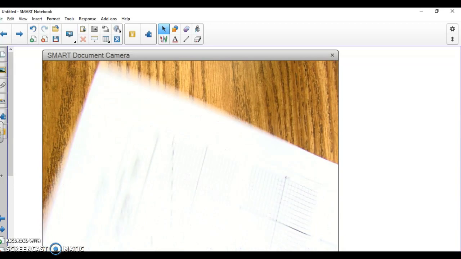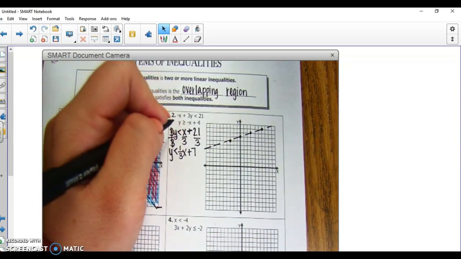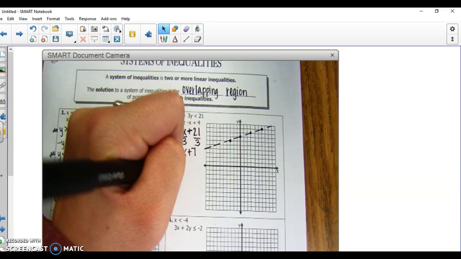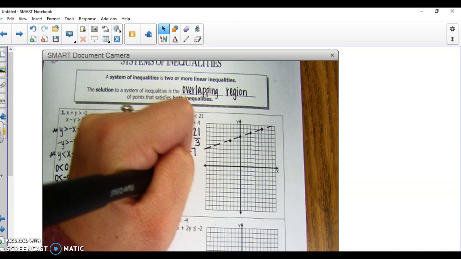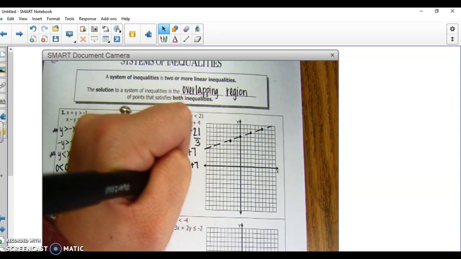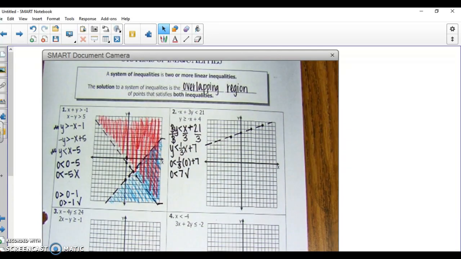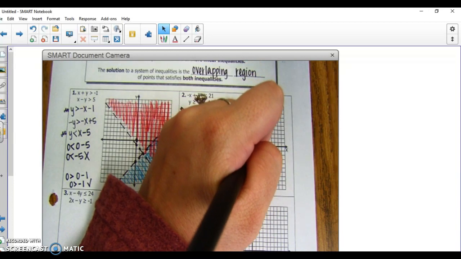All right, so there's my dashed line for this. Then I'm going to use my test point. So I have 0 less than 1/3 times 0 plus 7. So is 0 less than 7? Yes. So I'm going to shade my side that has my test point on it, which is (0, 0).